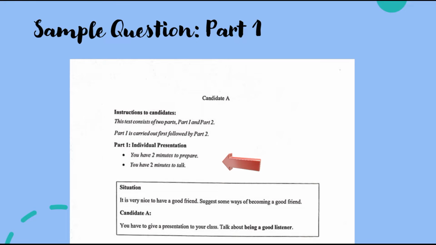Let's now read the instructions first. Instructions to candidates. The test consists of 2 parts, Part 1 and Part 2. Part 1 is carried out first, followed by Part 2. Part 1. Individual presentation. You have 2 minutes to prepare. You have 2 minutes to talk. So for this task, you are given 2 minutes for you to prepare and 2 minutes after that for you to present on your own.